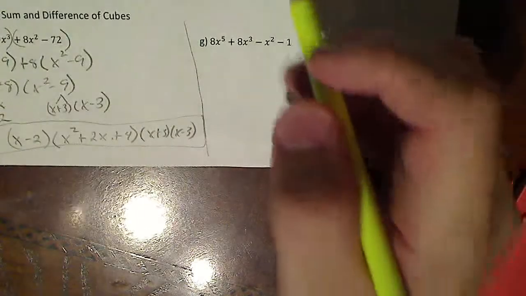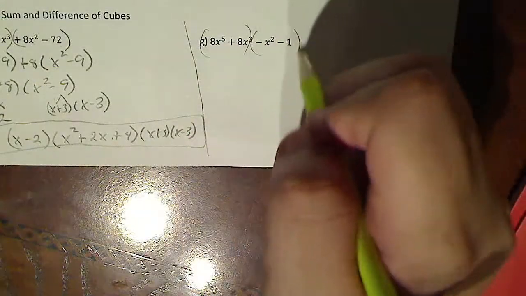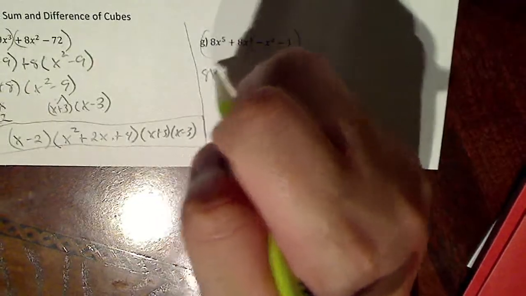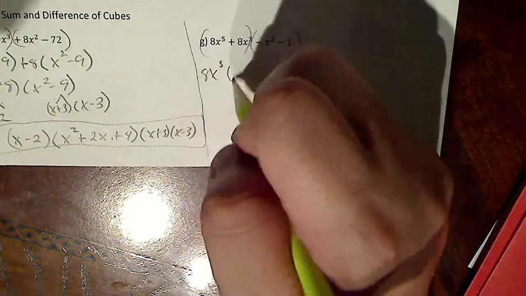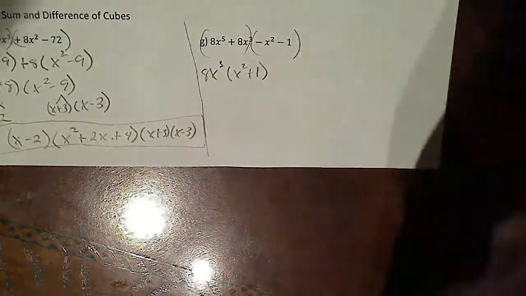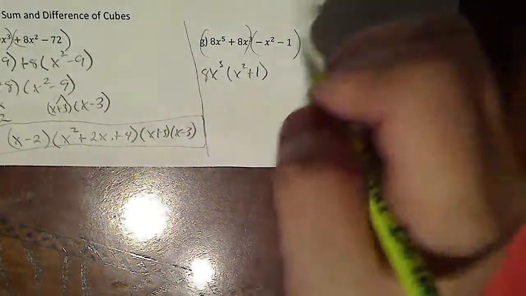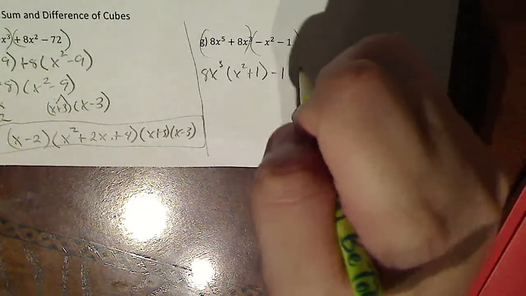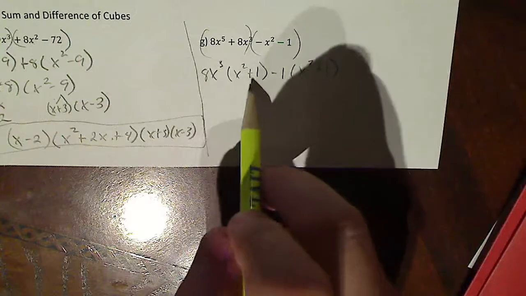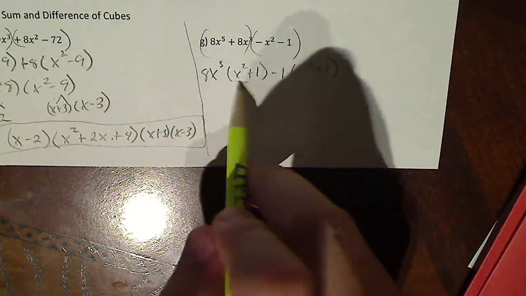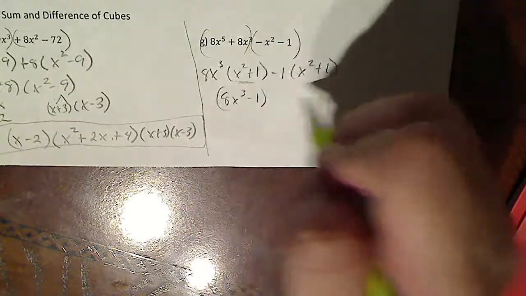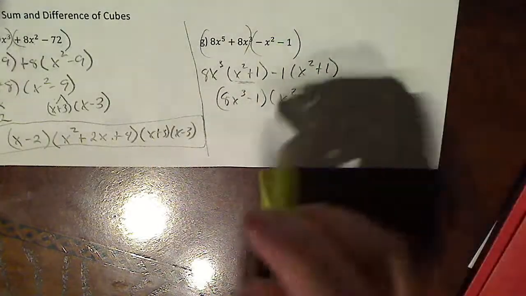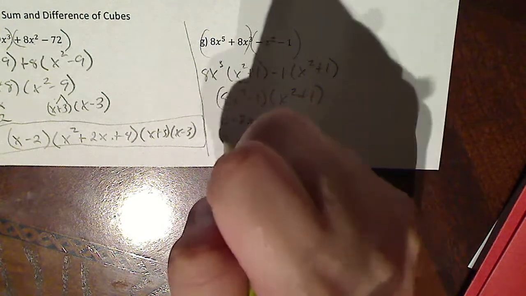Okay, same thing, group. So 8x cubed, which leaves me with x squared plus 1. This is going to become minus 1, which leaves me with x squared plus 1. Now, this is a sum, so I can't really do anything to this guy, so he's going to stay the way he is. But 8x cubed minus 1, x squared plus 1. This is a difference of cubes, where a is equal to 2x, b is equal to 1.